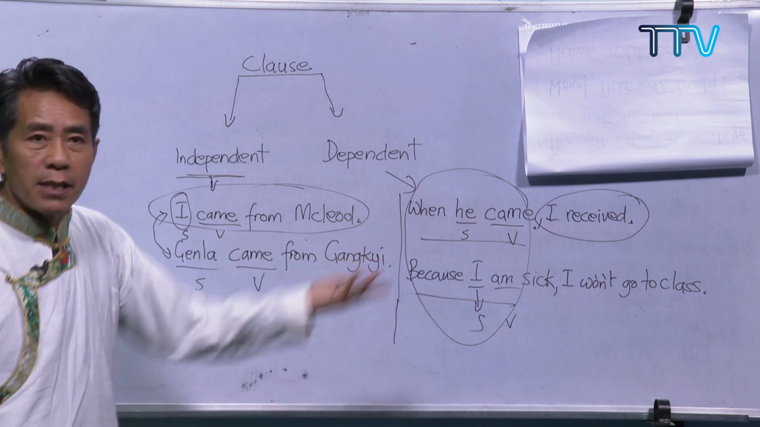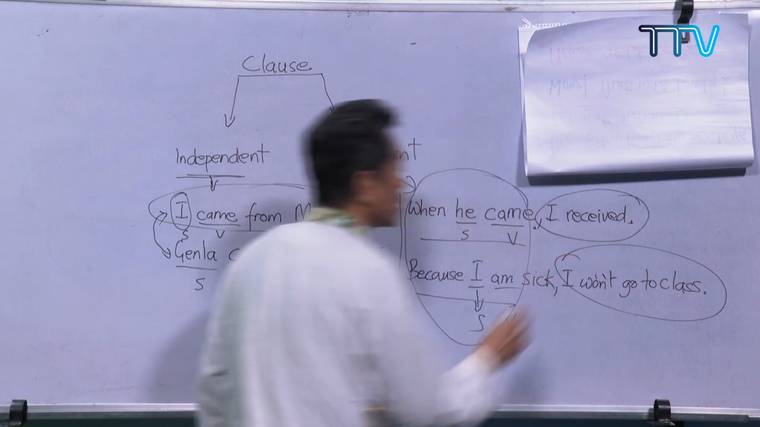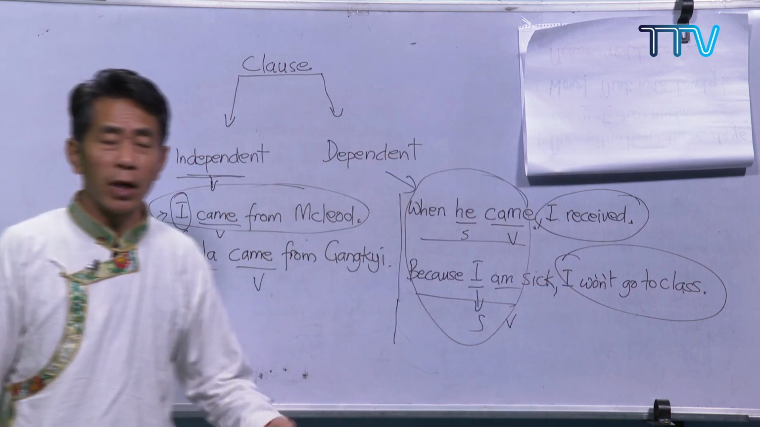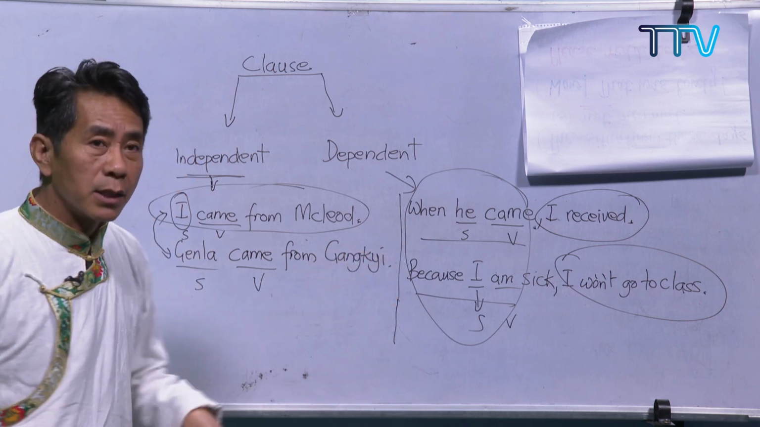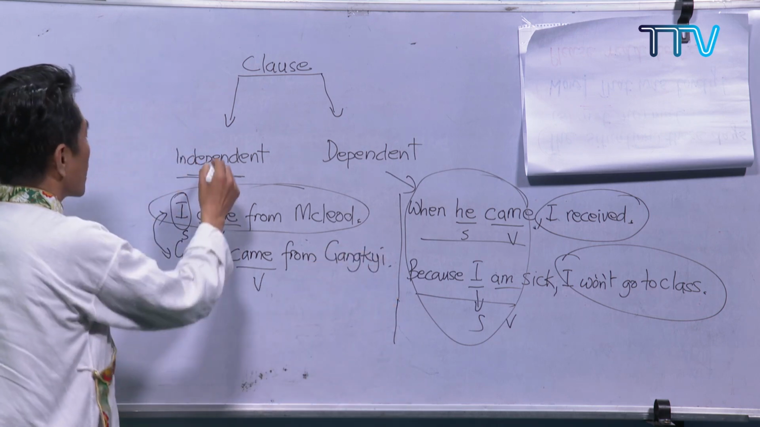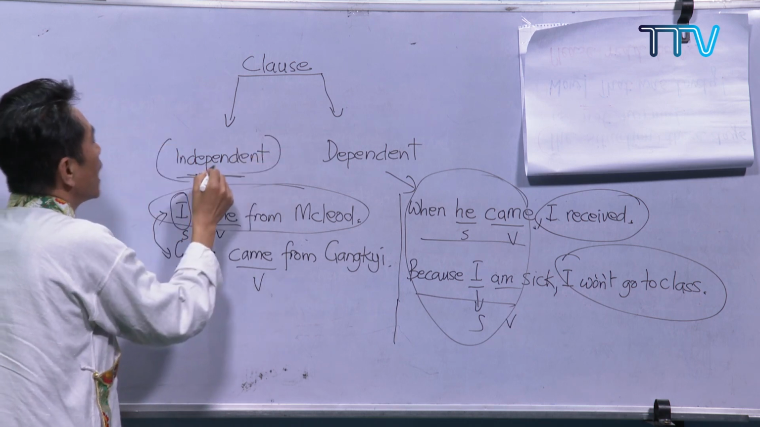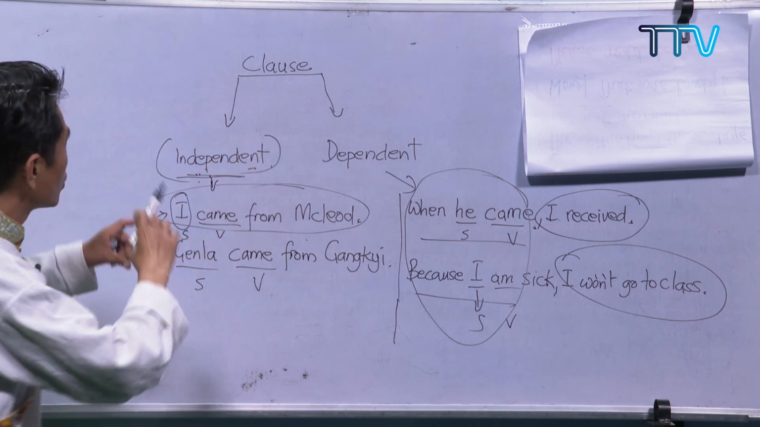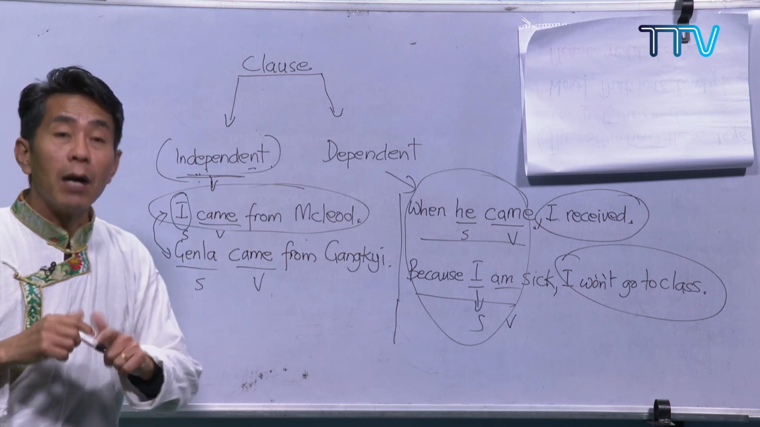Now, if you look at this, this is also an independent clause. I received, it makes a complete sense. I won't go to class. This is also an independent clause because it makes complete sense and it does not have to depend on others. You got it? So, in a compound sentence, we are just connecting independent clauses. If we have two independent clauses, we join them and then we get the compound sentence.